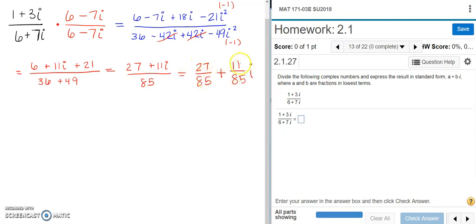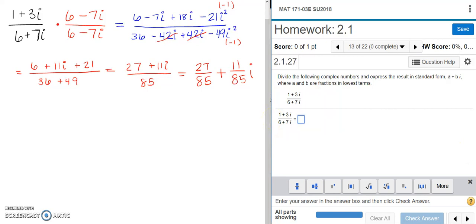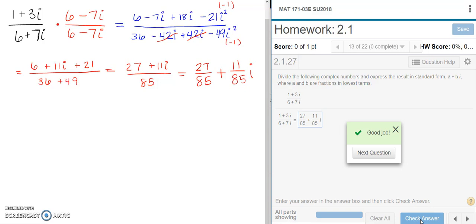a plus bi. If this reduced, we would simplify it, but I'm pretty sure it doesn't reduce. We're going to have to check. If it does reduce, then this will mark me wrong, but I'm pretty sure it doesn't. Let's see. We all know I've been wrong before. And i, you can just type i. There doesn't need to be a button for i. And there we go. That's it.